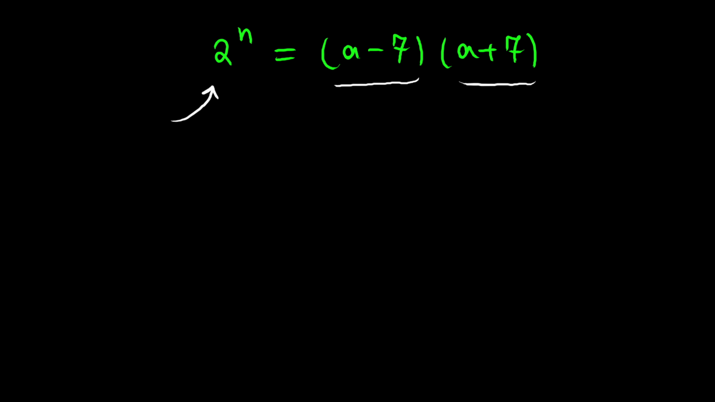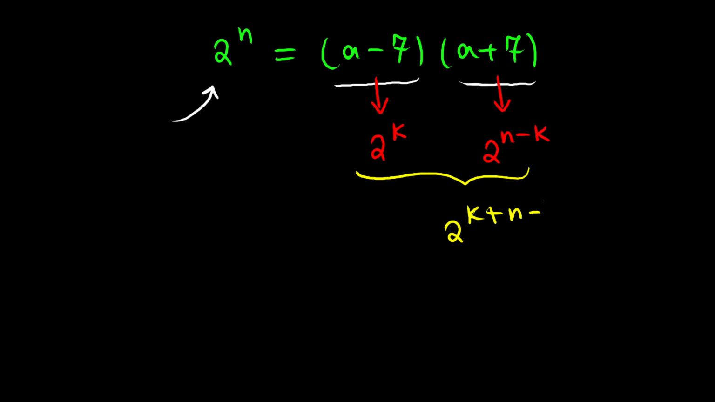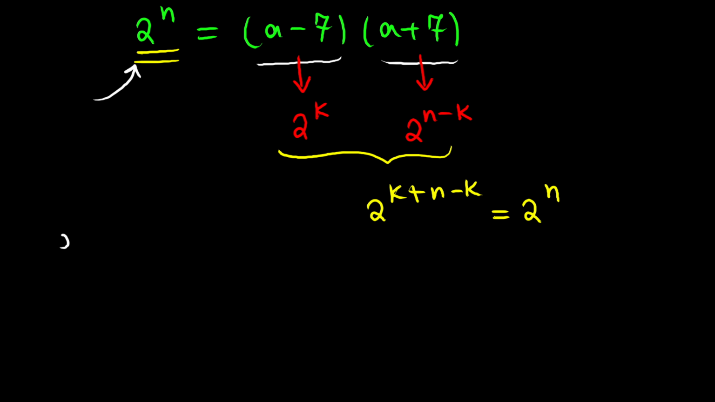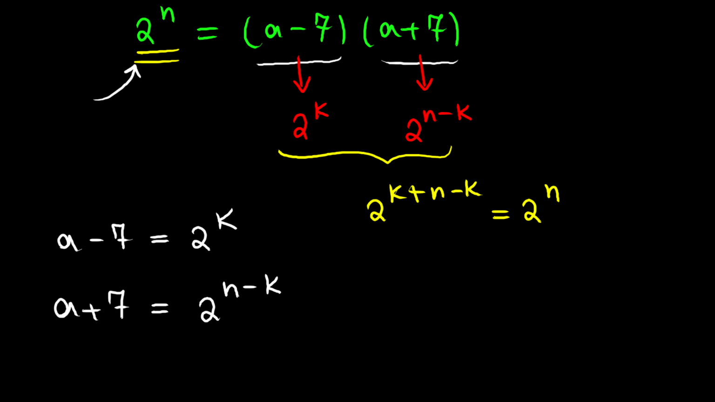So let's go ahead and say that this is 2 to the power of k. Therefore, this one has to be 2 to the power of n minus k, because once these two are multiplied, we will have 2 to the power of k plus n minus k, which is equal to 2 to the power of n, which is what we have on the left-hand side. So we can say that a minus 7 has to equal 2 to the power of k, and a plus 7 has to equal 2 to the power of n minus k.